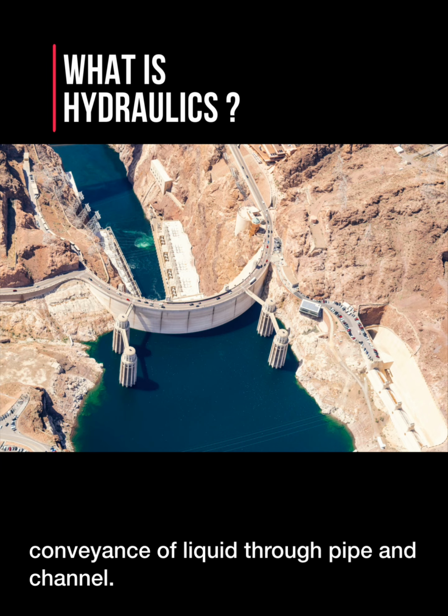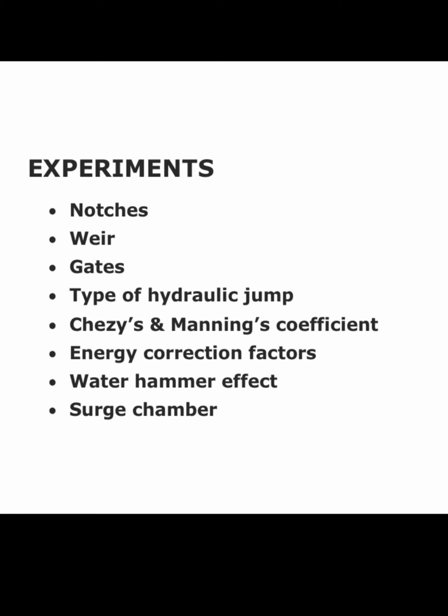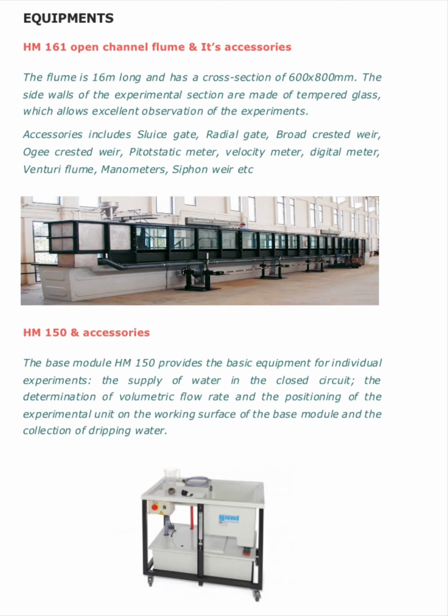and channel. These are the list of the experiments we'll be doing in this subject, including notches like rectangular notch, triangular notch, weirs like broad crested weir, ogee crested weir, gates such as sluice gate, radial gate, and we'll be doing an experiment on finding the types of hydraulic jump occurring in the channel also, and coefficient of Chezy and Manning's, and energy correction factors such as alpha and beta, and we'll be doing experiments on water hammer effect and surge chamber also.